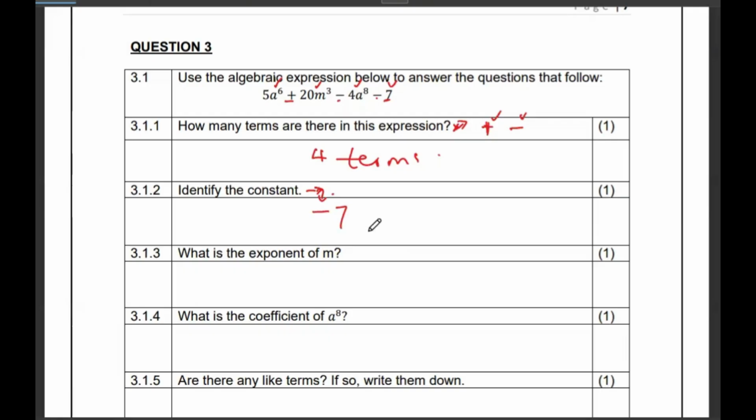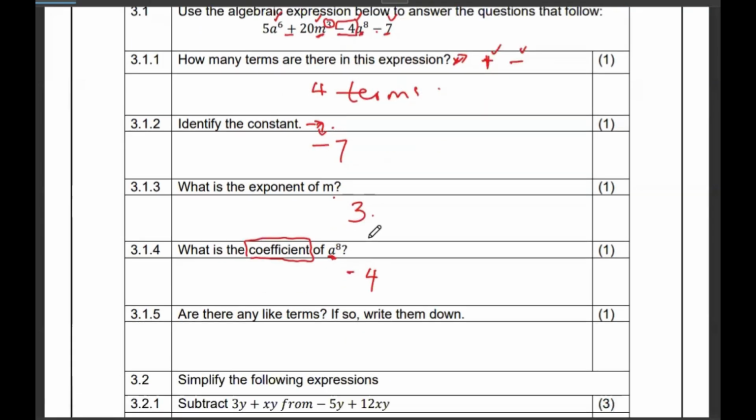And then what is the exponent of m? Remember, exponent is the number that is raised on another number or a letter. So this 3 becomes the exponent. Okay, and then what's the coefficient? Coefficient is basically the number that comes before the letter. Okay, when you look at a to the 8, the number before the letter is 4 together with a sign. So it's going to be a -4.